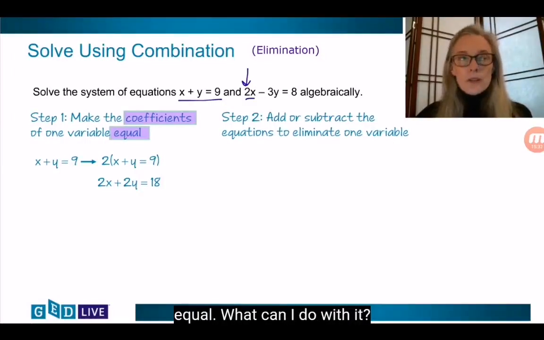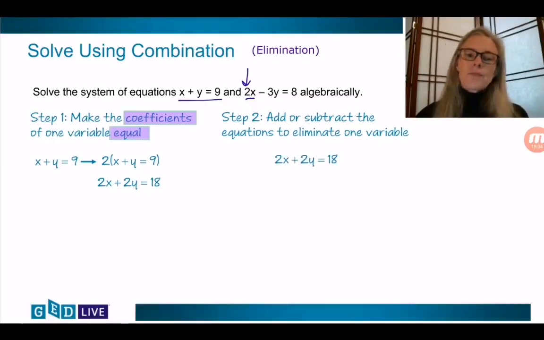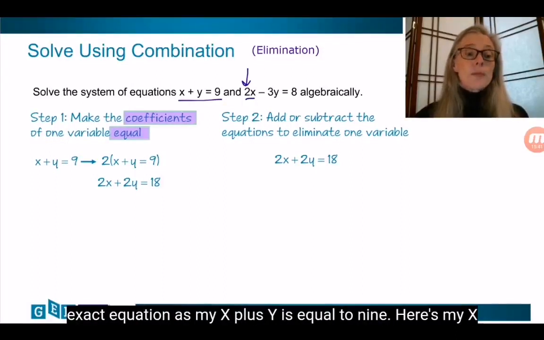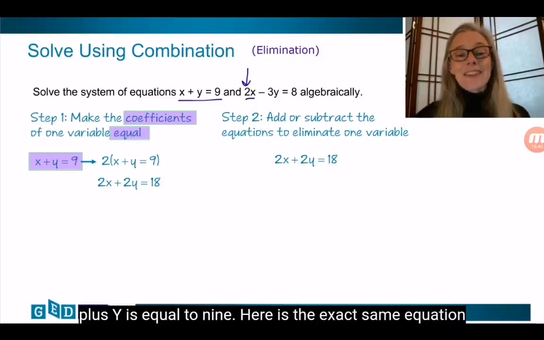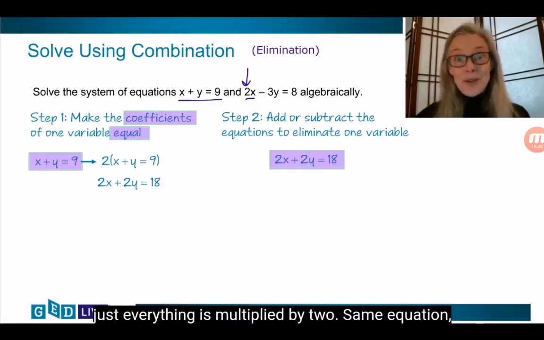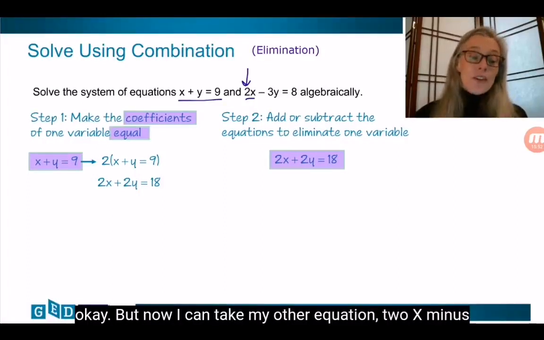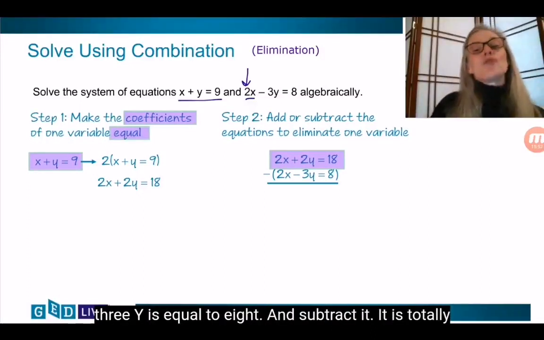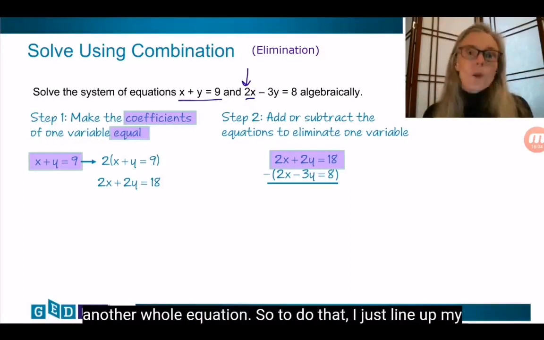What can I do with it? Well, what I can do here is I can take that 2x plus 2y is equal to 18, which is the same exact equation as my x plus y is equal to 9. Here's my x plus y equals 9. Here is the exact same equation, just everything's multiplied by 2. Same equation. But now I can take my other equation, 2x minus 3y is equal to 8, and subtract it. It is totally mathematically legal to subtract one whole equation from another whole equation.